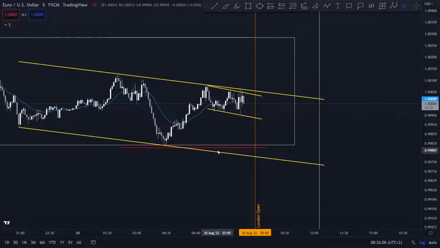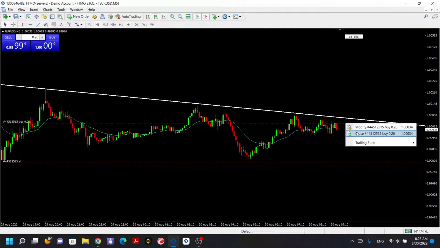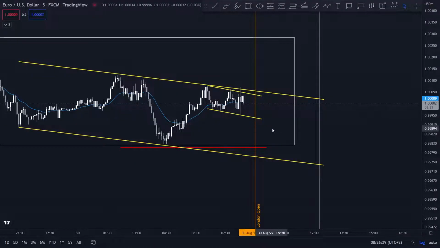What does this mean? It means I want to be short even though I'm long. This is so messed up. A lot of levels. This is messed up.